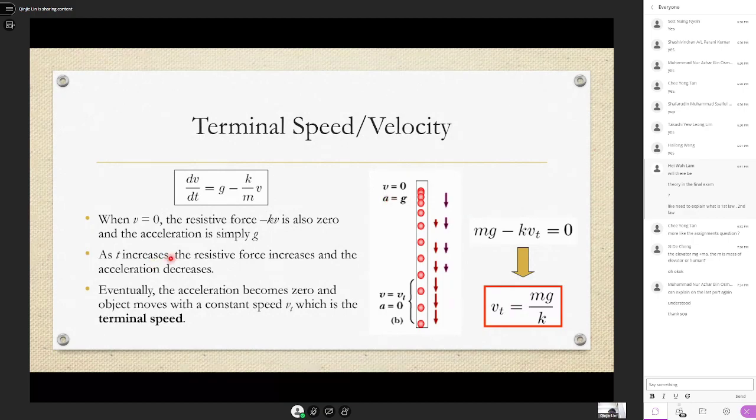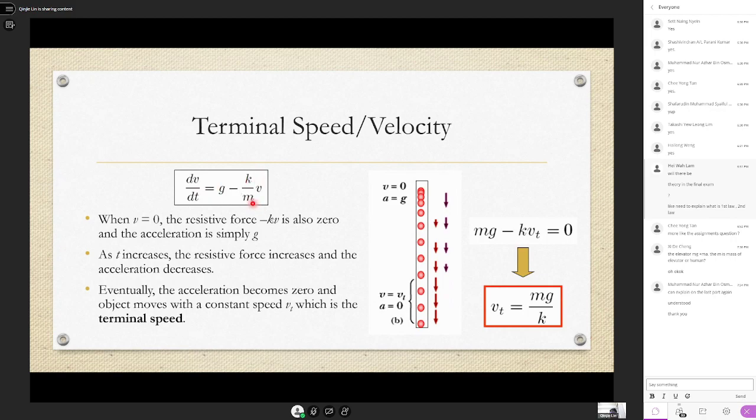As t increases, the resistive force increases and the acceleration decreases. As time passes, the velocity becomes bigger and bigger. When velocity increases, you see there's a negative term here, so the acceleration will get smaller and smaller. Until there will be one point where the velocity gets so huge that it totally cancels out the g.